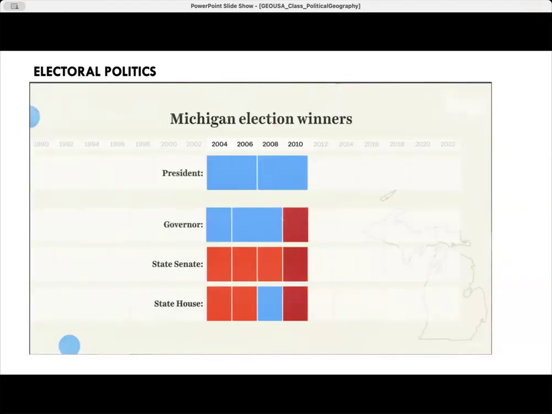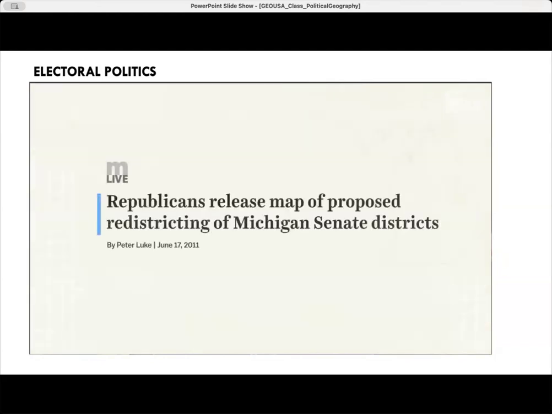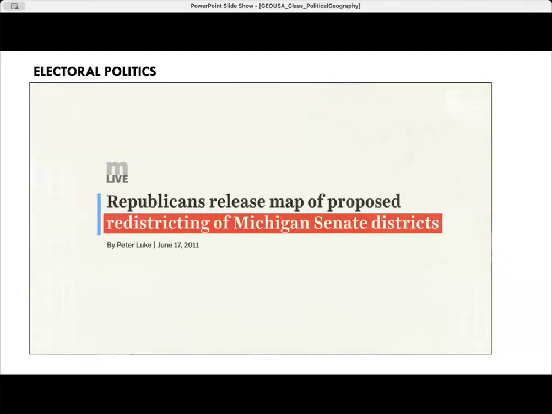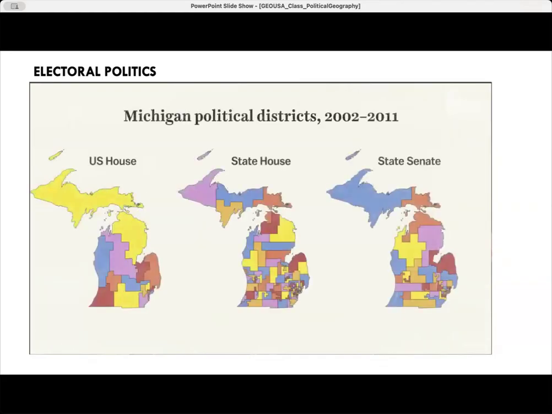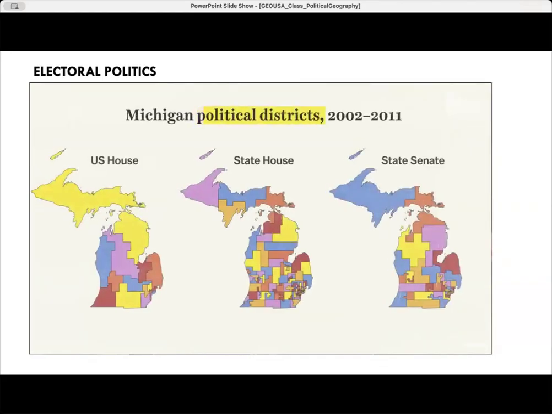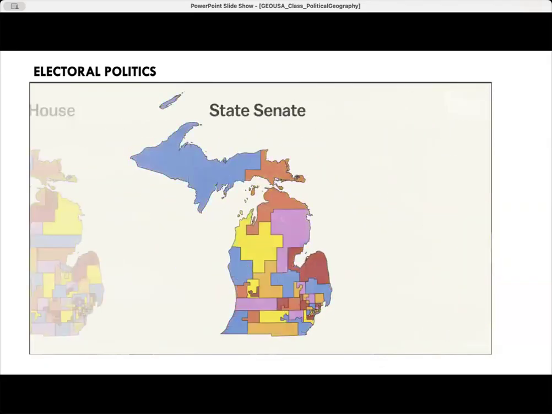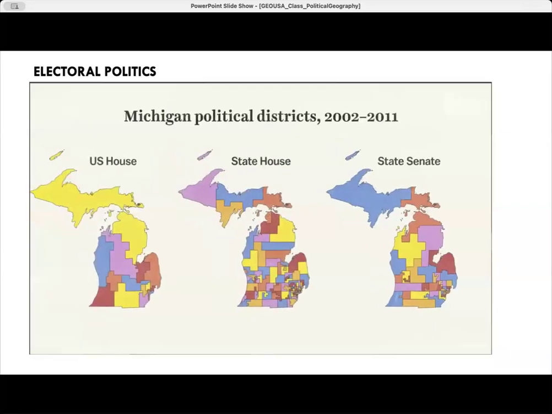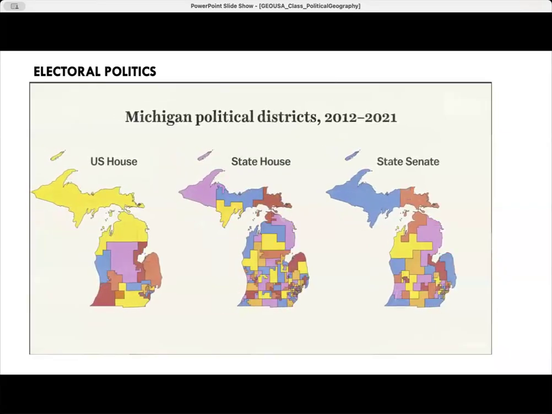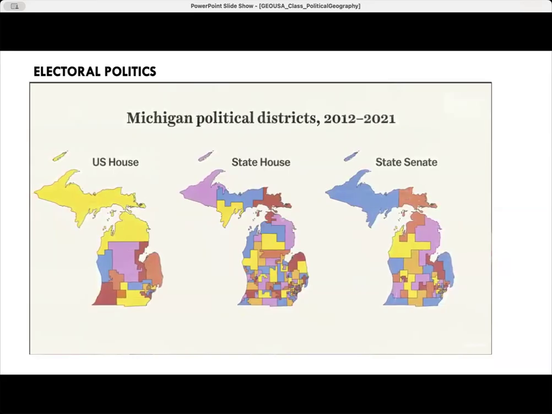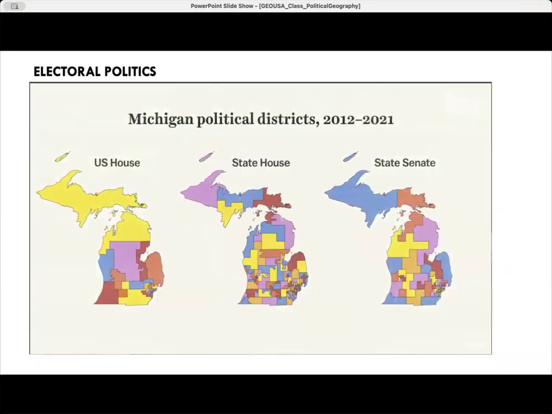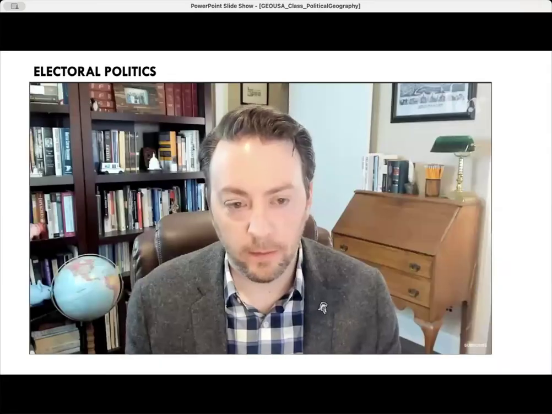The reason that matters is because the next year, 2011, was a redistricting year, which means Michigan Republicans were in charge of redrawing these maps of the state's political districts, maps that can favor one party or another depending on which voters they draw into which districts. The new maps they drew looked like this. And as you can see, well, it's kind of hard to tell, actually. If you just sort of look at the map, it doesn't look too gerrymandered.